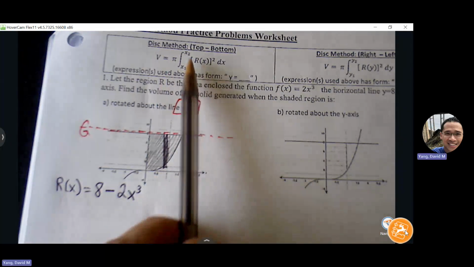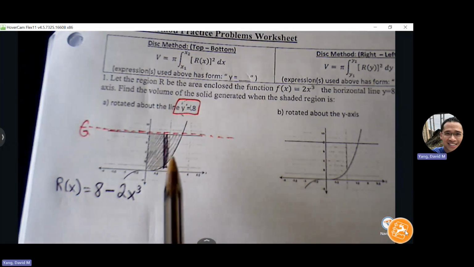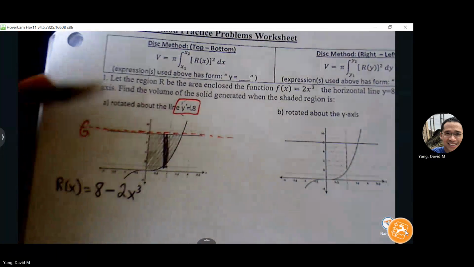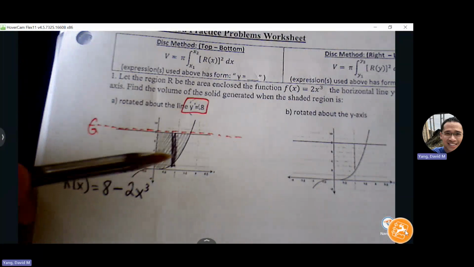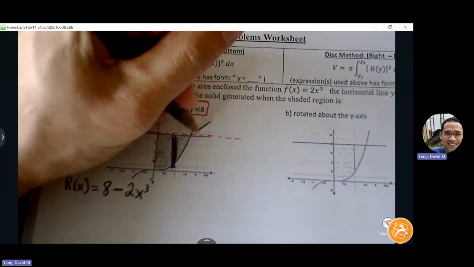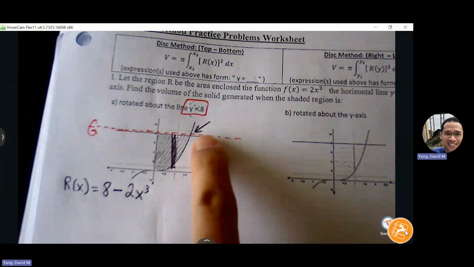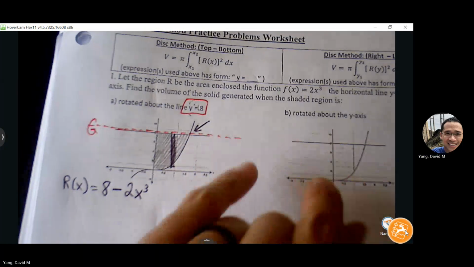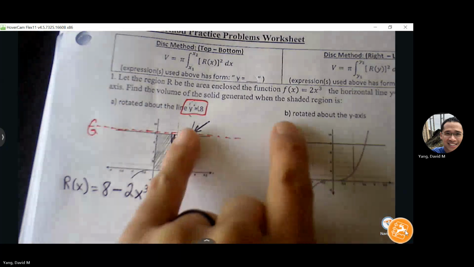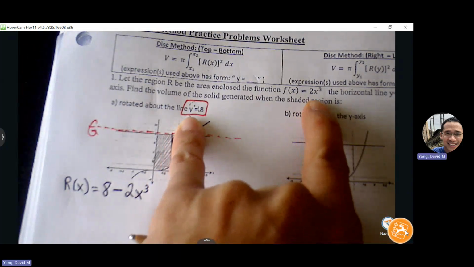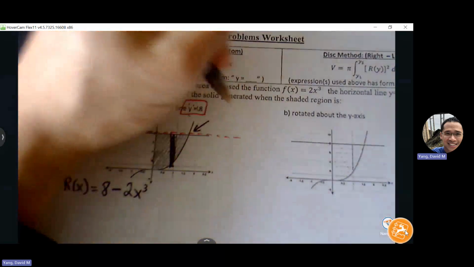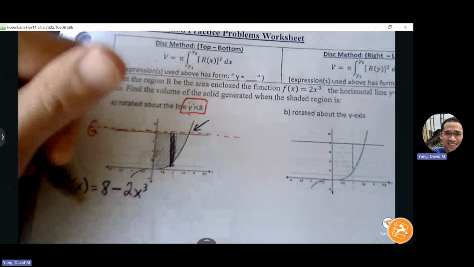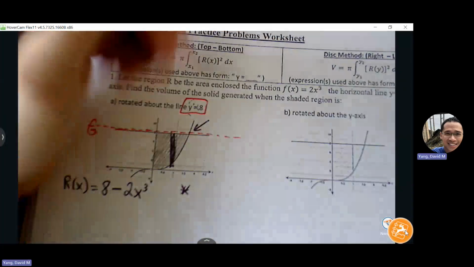But what do you think x1 and x2 will be? X1 will be what? What's the furthest left of my shaded region? X equals 0. What's the furthest right? Wherever that intersection is. So how can I find that intersection? Set them equal. I can either do this by hand, or I can make the calculator find the intersection for me. I'm going to do this by hand. I think it's easy enough for us to do algebraically.